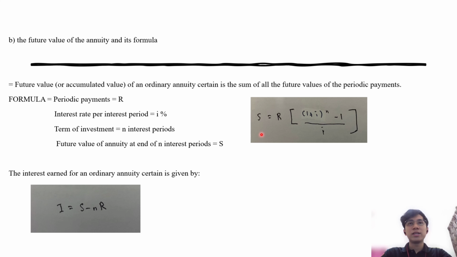The formula is S equals R open bracket, open bracket 1 plus i close bracket to the power of n minus 1, per i close bracket. The interest earned for an ordinary annuity certain is given by I equals S minus nR. That is the formula of the future value. I'm done with question B, so we go to question C.